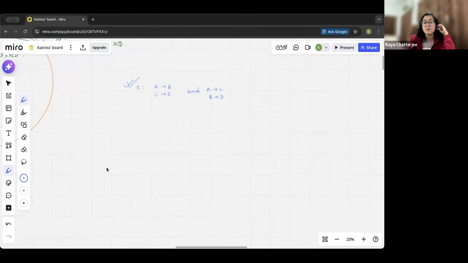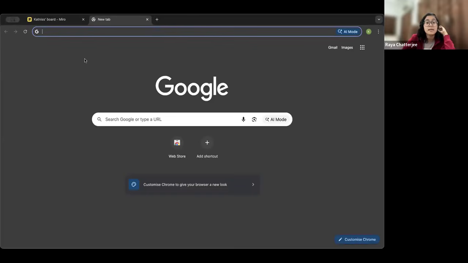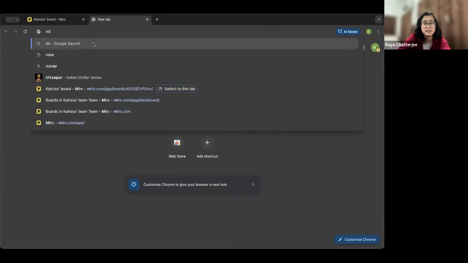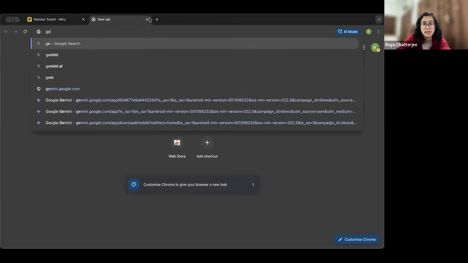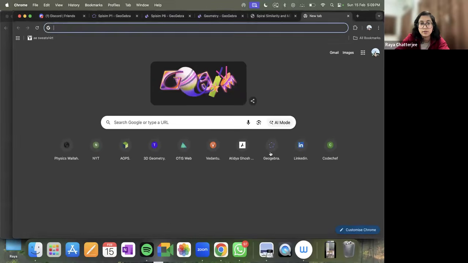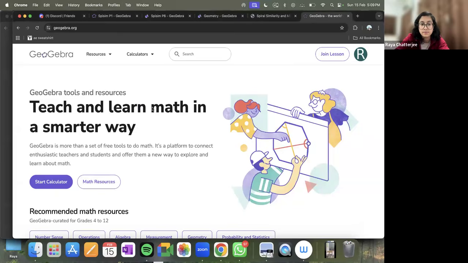Now there is a very important config that probably goes hand in hand with spiral similarities. That is the Miquel point config. I will just not make a fool of myself and make a good diagram of Miquel points in GeoGebra. So I'll share my screen. Okay, so here is GeoGebra.